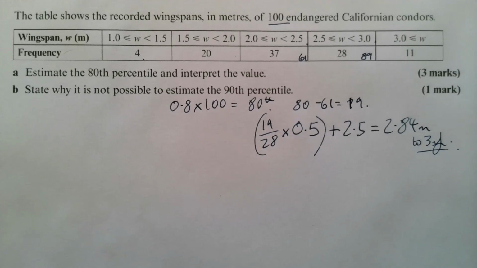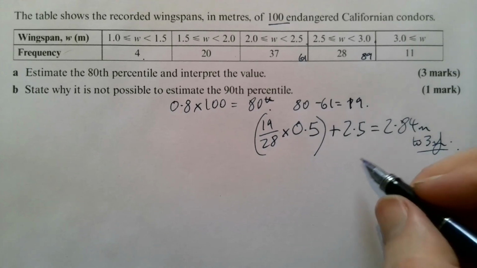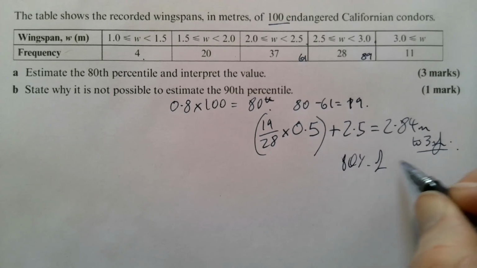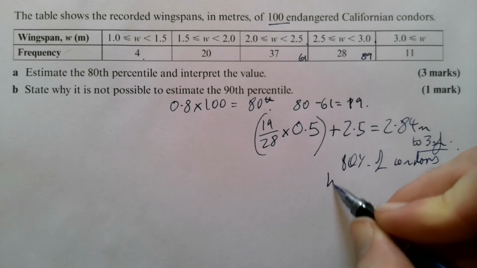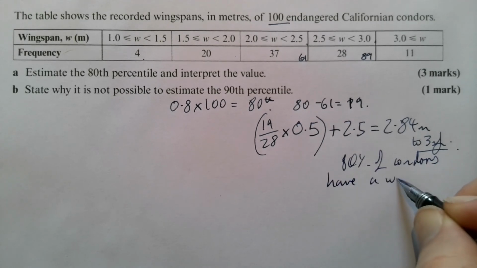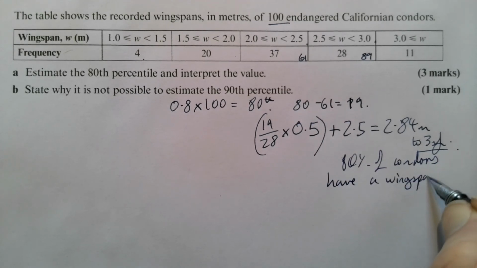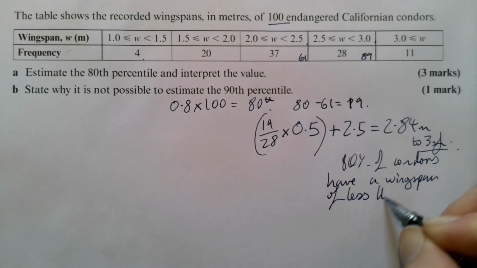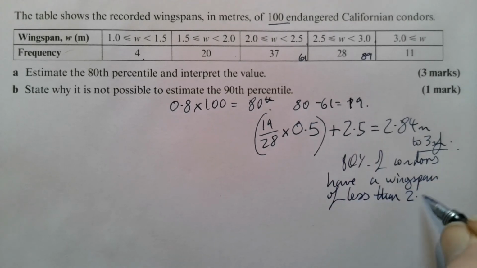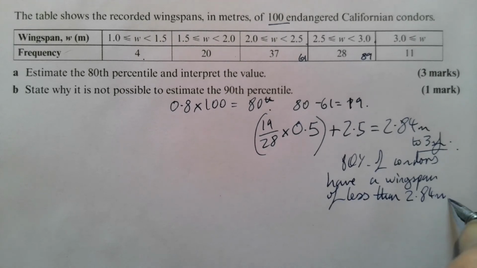And interpret the value. We're saying that 80% of condors have a wingspan of less than 2.84 meters, which is not surprising because that's blinking big.